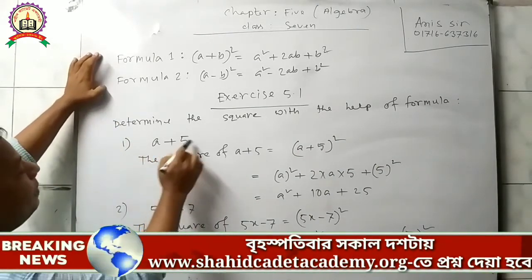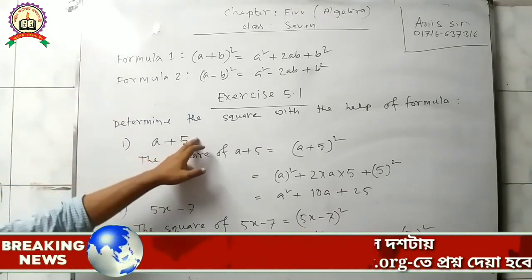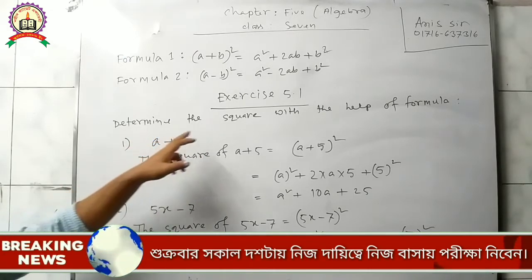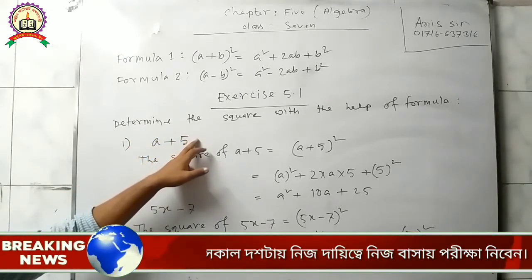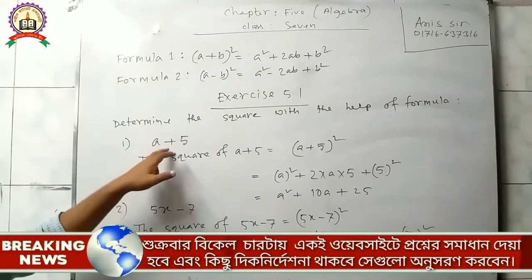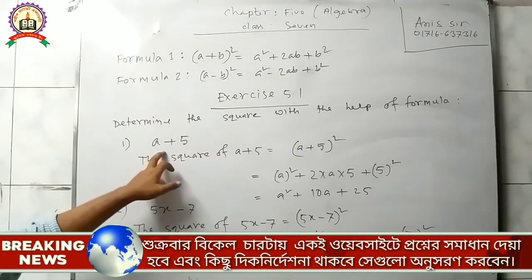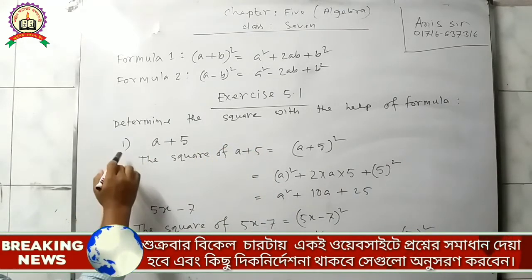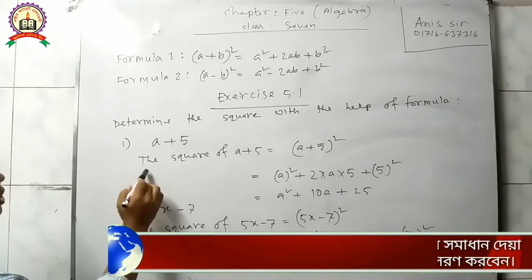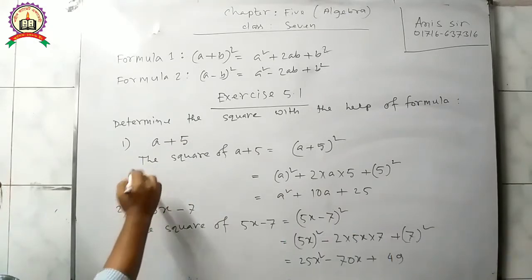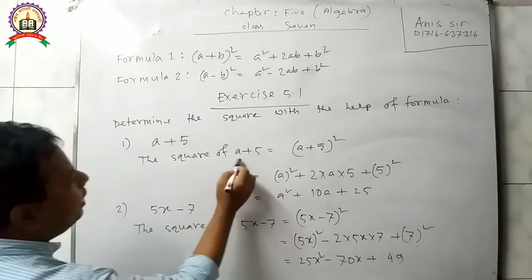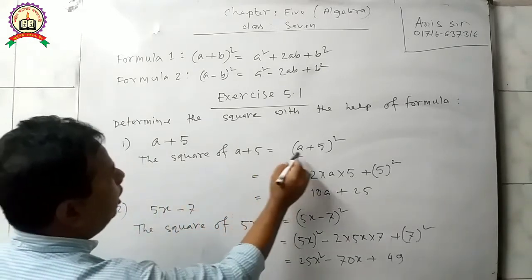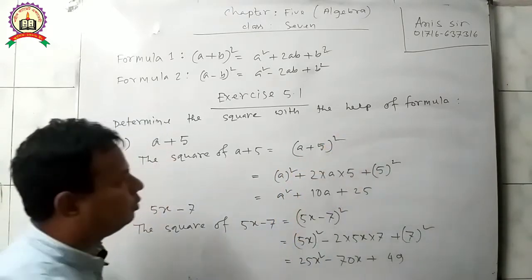Question number 1: a plus 5. So now we should determine the square. We have to make a square of a plus 5. The square of a plus 5 equal to a plus 5 whole square.